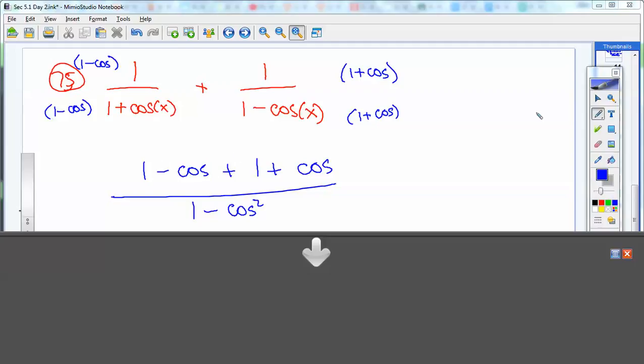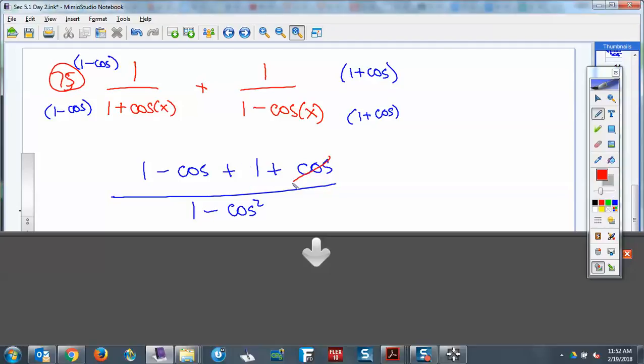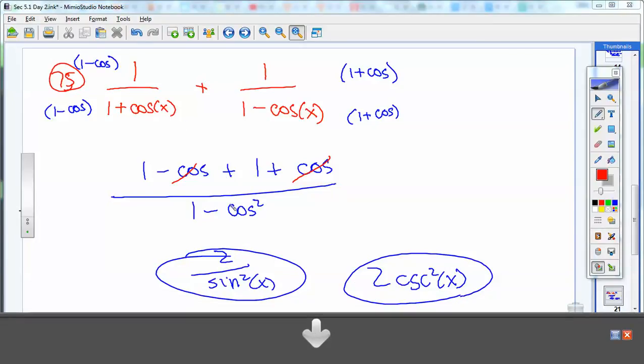Okay, what happens on top? Do the cosines cancel each other? They do. Maybe they would have, maybe they wouldn't. It doesn't matter, but it's just nice that they do. So a lot of times that's what happens. And so the cosines actually disappear, and you have 1 plus 1, which is 2. So you end up with 2 over sine squared, which would be fine to leave.